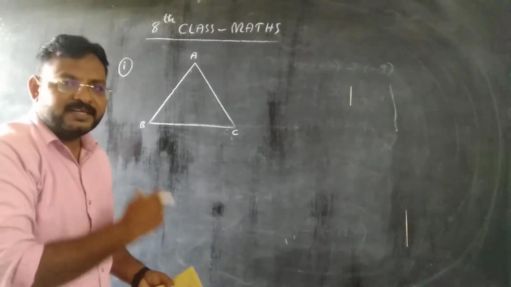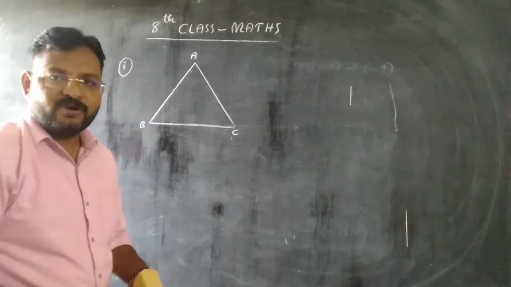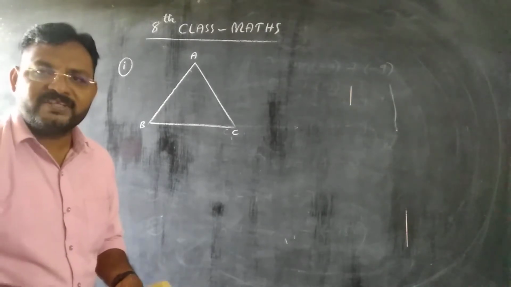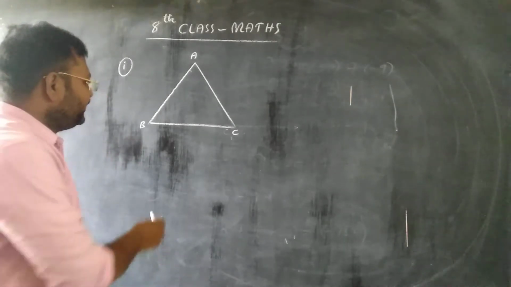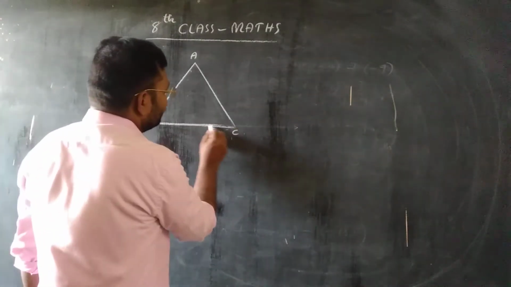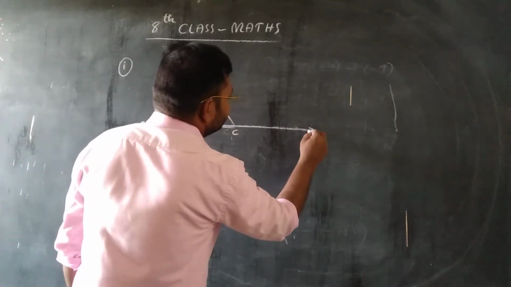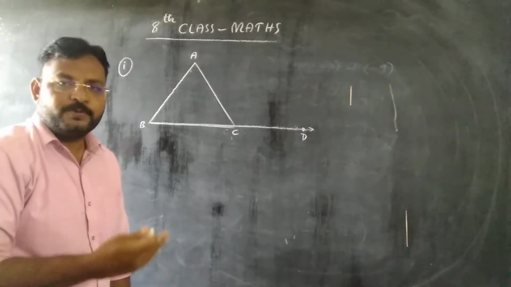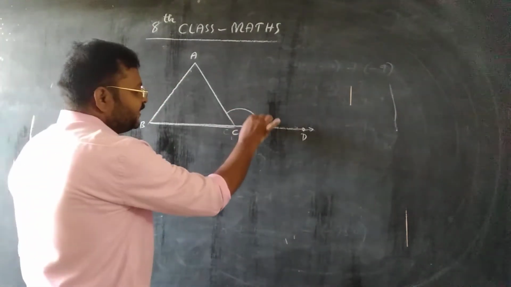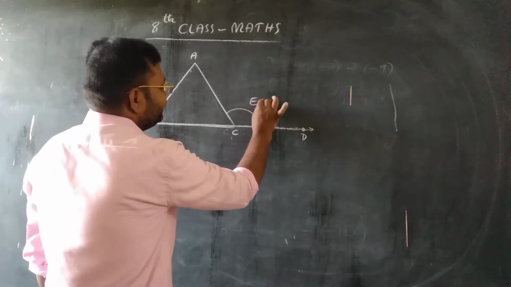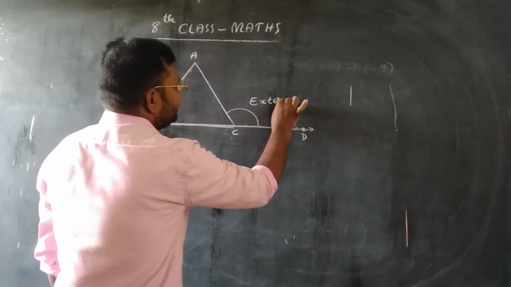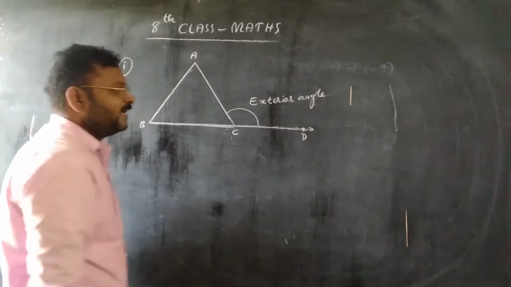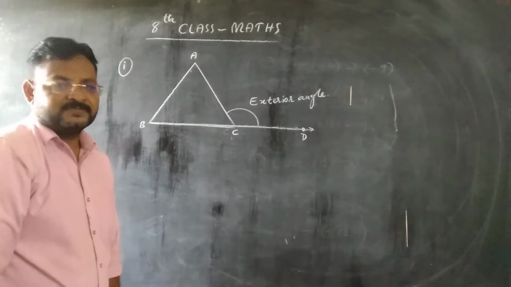Here I took a triangle. ABC is a triangle. In this triangle I am going to extend one of the sides, BC. I am going to extend this up to D. When we extend BC up to D, it makes an exterior angle. So here we call it an exterior angle.